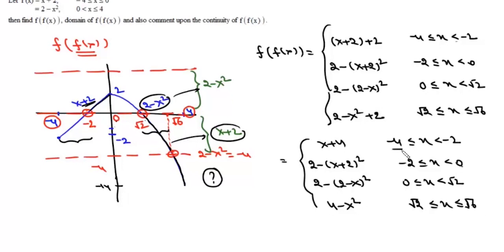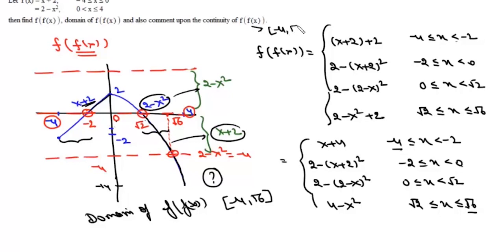Now this function is defined from -4 to √6. So domain of f of fx will be from -4 to √6. Now since fx is continuous, its composition with itself will also be a continuous function. So this function will be continuous in its domain, which is from -4 to √6. So this is our graphical method.